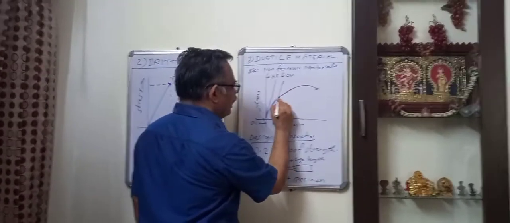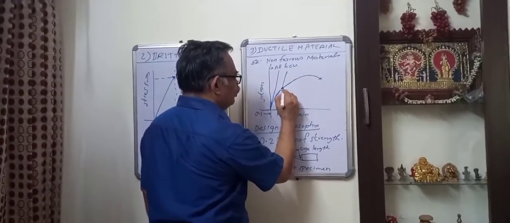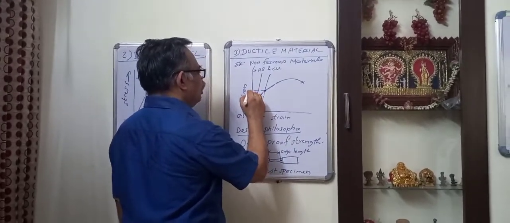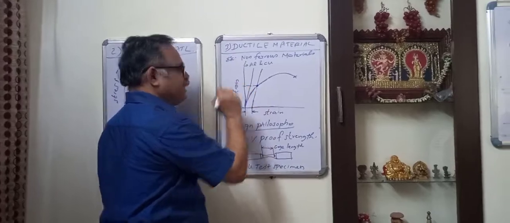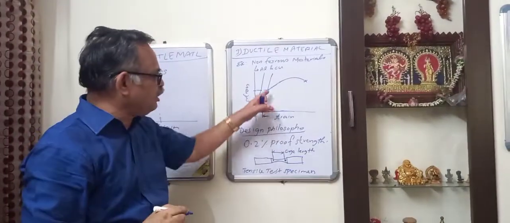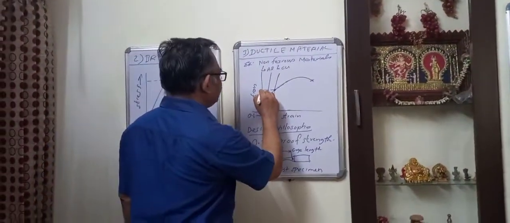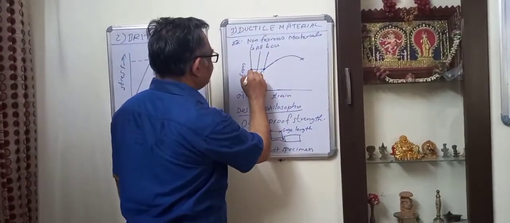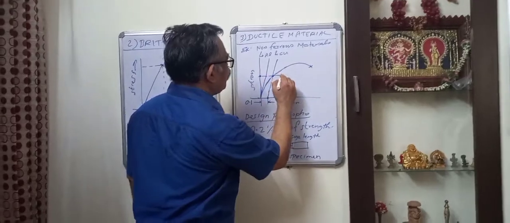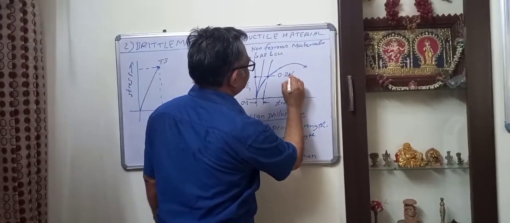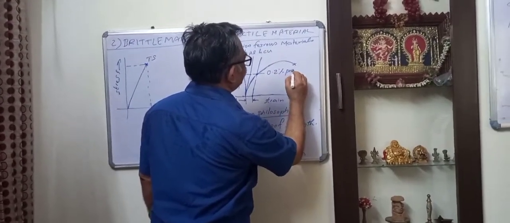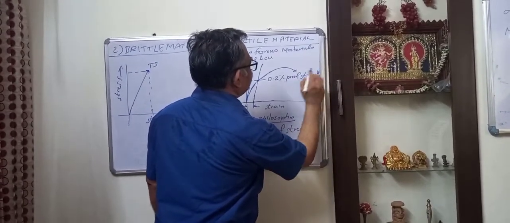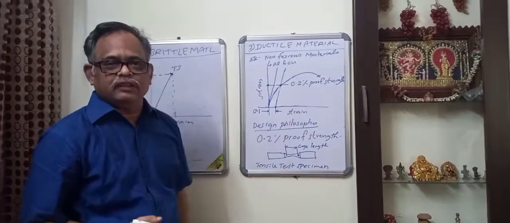Like this. Where this meets the curve here, at that point we take the tensile stress. Corresponding to that, we see what the stress is in the stress-strain curve. This particular stress is called the 0.2% proof stress, or 0.2% proof strength.